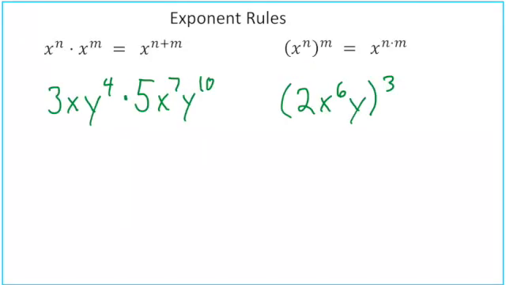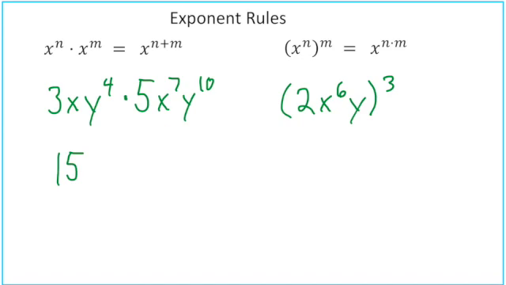Before we move on to the next rules, let's go ahead and take a look at how this can become a little more complicated with 2 sample problems. On the left, we have 3x y to the 4th times 5x to the 7th y to the 10th. So on this one, we're going to be using our rule where we get to add the exponents. But be careful here. The 3 and the 5 are still just numbers. So the first thing we do is just 3 times 5. That's 15. But the next part will be adding exponents.